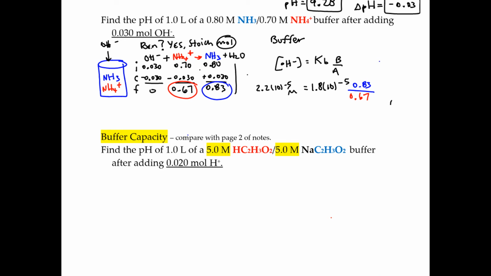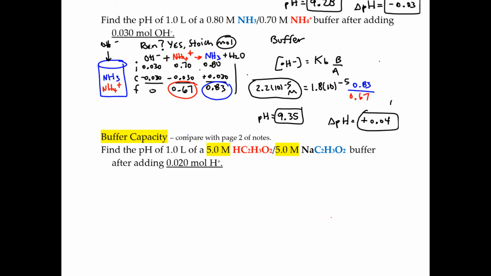molar. That is the hydroxide. You're going to negative log and 14 minus that. And so you're going to find the pH to be 9.35. And that's a delta pH of positive 0.04 because we added a base. It makes sense that the pH went up.